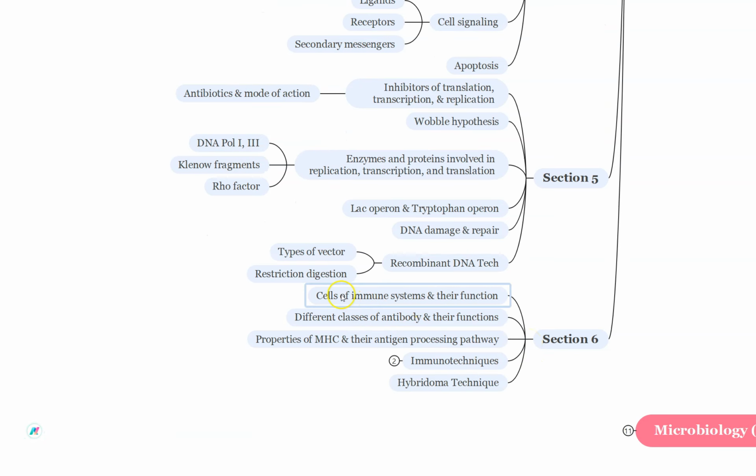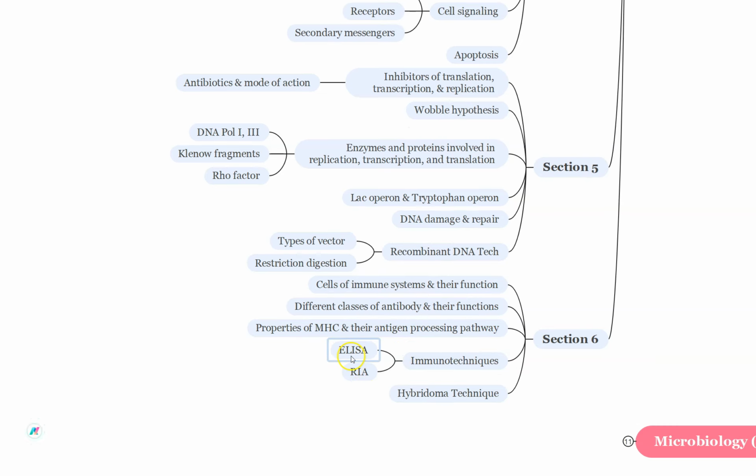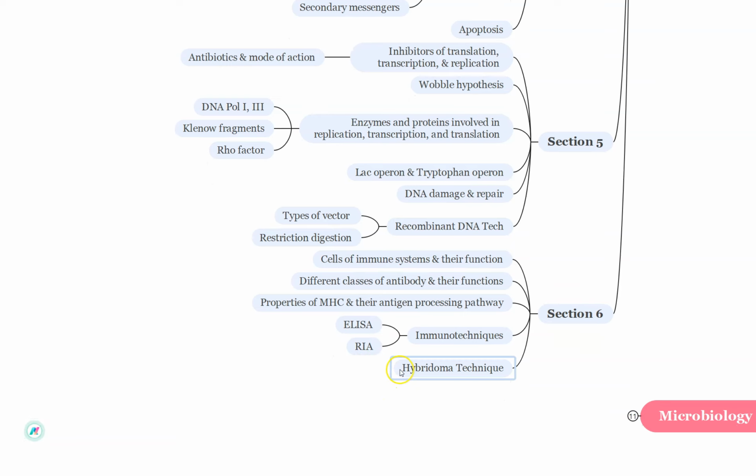The last section covers immunology, so cells of the immune system and their function. Again, here you can expect match the following type of questions, different classes of antibody and their functions, properties of MHC and their antigen processing pathways, immunotechniques, ELISA and RIA. You can follow QB for details. And hybridoma technology, a sure shot topic for the GATE life science exam. So definitely a must do topic.